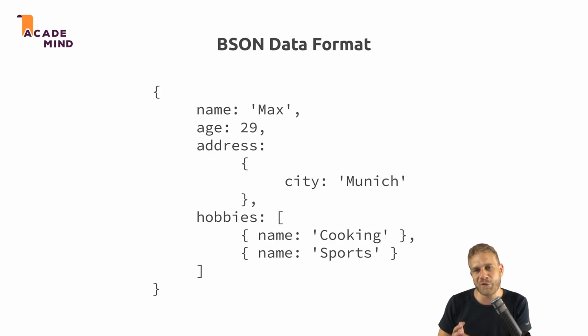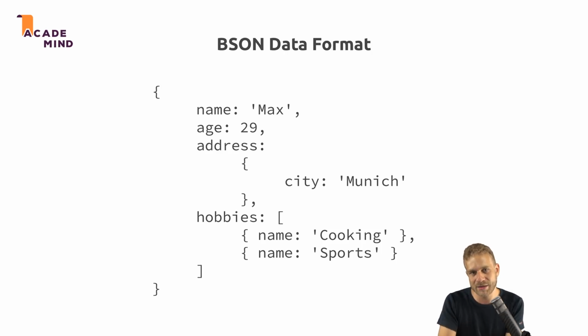Now, I was referring to that data format, which is called BSON, which basically stands for binary JSON. Now, JSON is a data format you know from JavaScript or from web development in general. It's a data format that looks pretty much like what you see here, like a JavaScript object in the end, you could say.